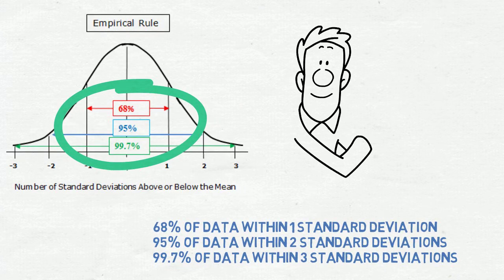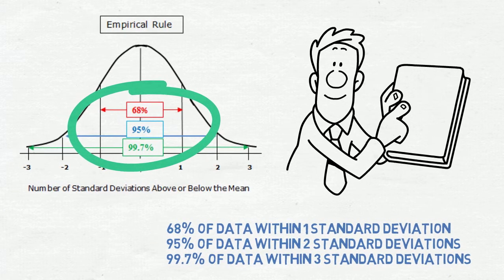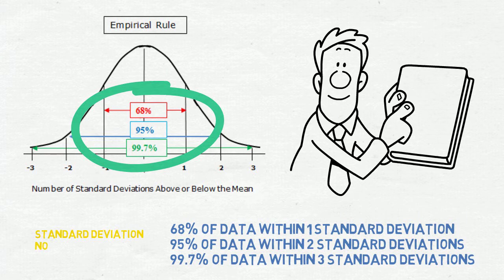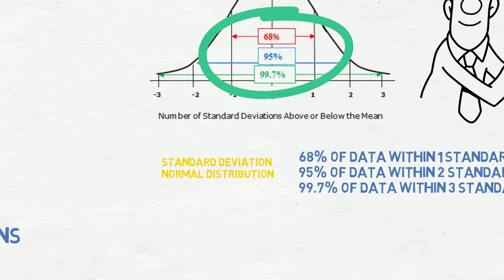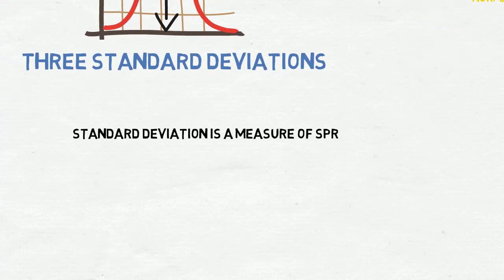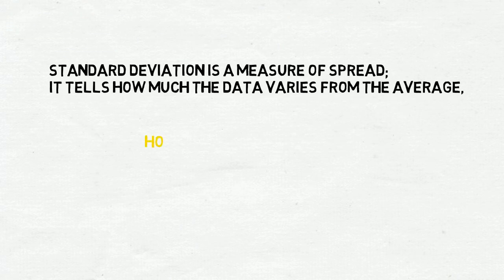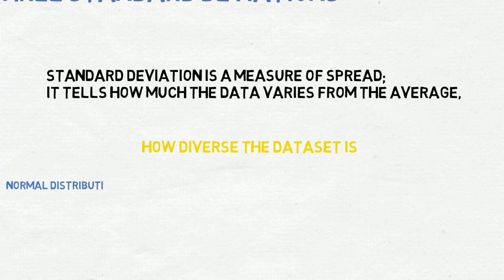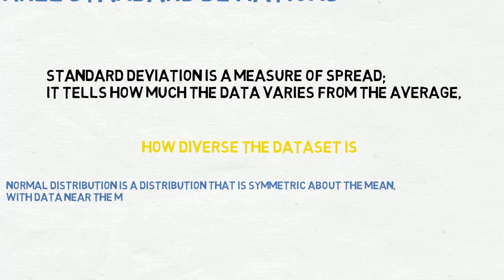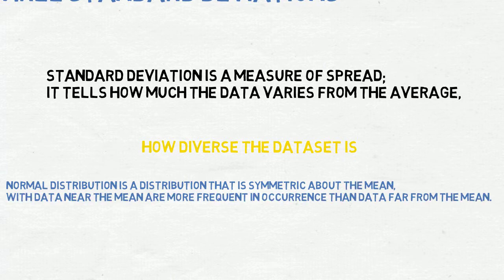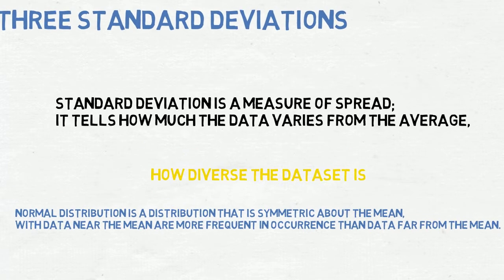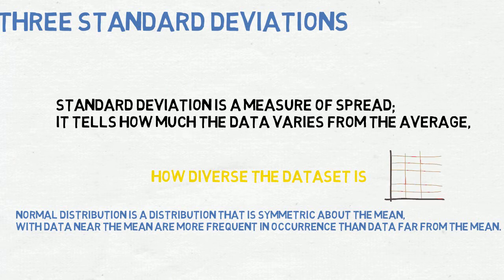Let me explain. Before that, let's see the basics about standard deviation and normal distribution. So, standard deviation is a measure of spread. It tells how much the data varies from the average, that is, how it is diverged from the dataset. And the normal distribution is the distribution that is symmetric about the mean, with data near the mean more frequent in occurrence than the data far from the mean.